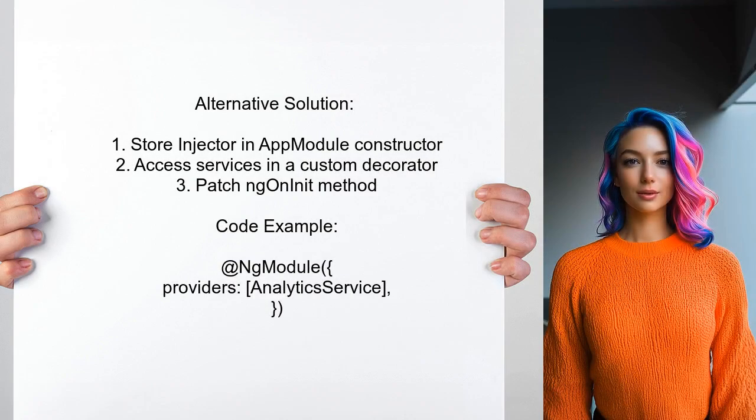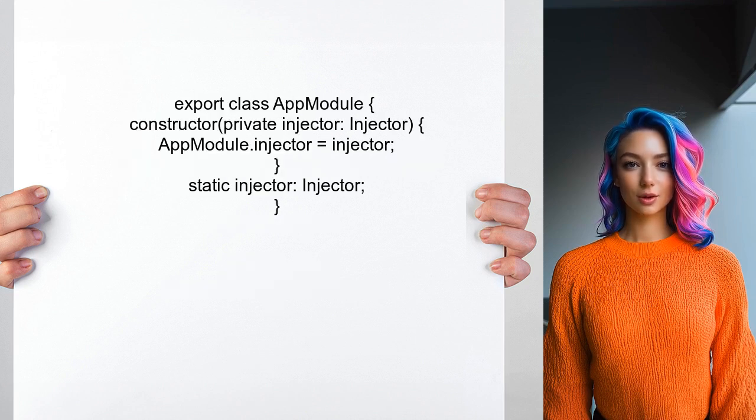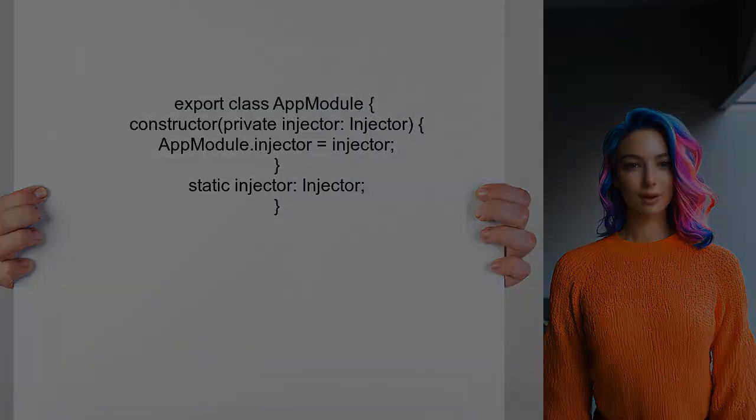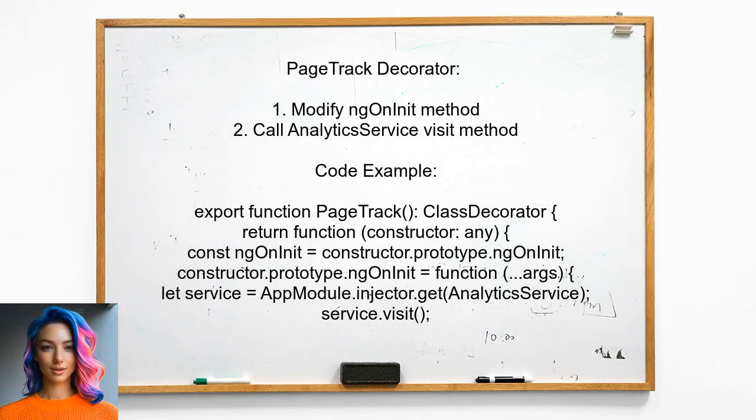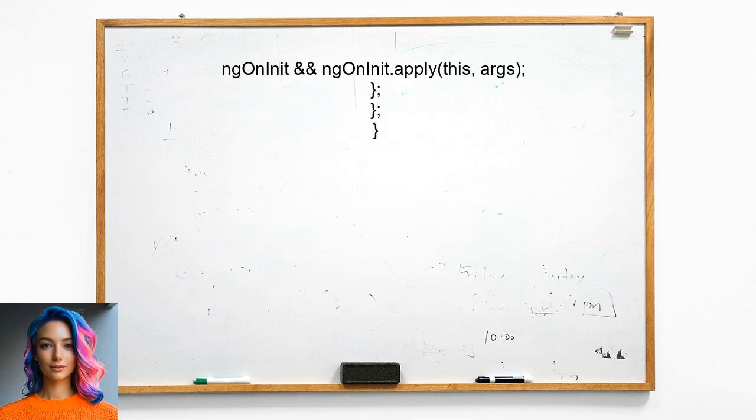One alternative approach involves using the injector in the app module constructor. This allows you to access services within a custom decorator. The user suggests storing the injector and then using it in a patched ngOnInit method to retrieve the necessary service. In the PageTrack decorator, the user modifies the ngOnInit method to call the analytics service. This way, every time a component with the PageTrack decorator initializes, it will automatically track the page visit.